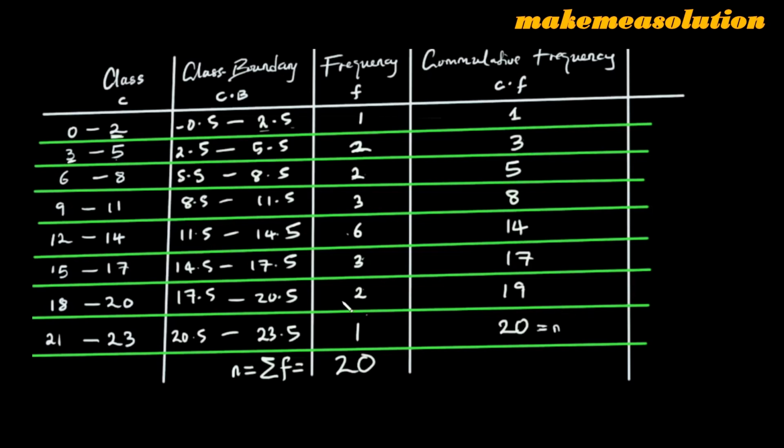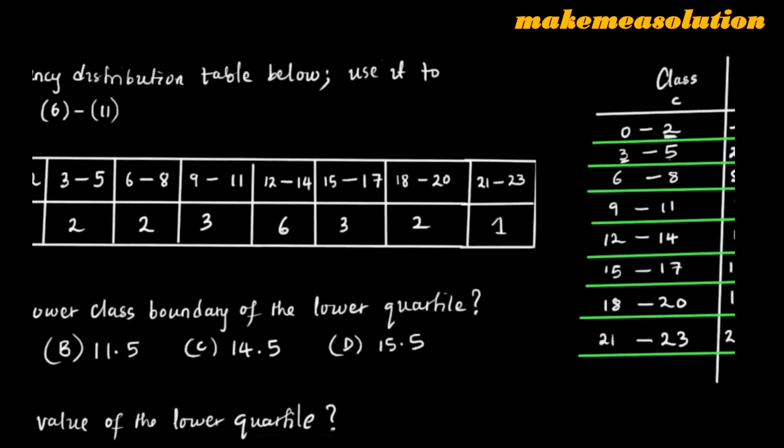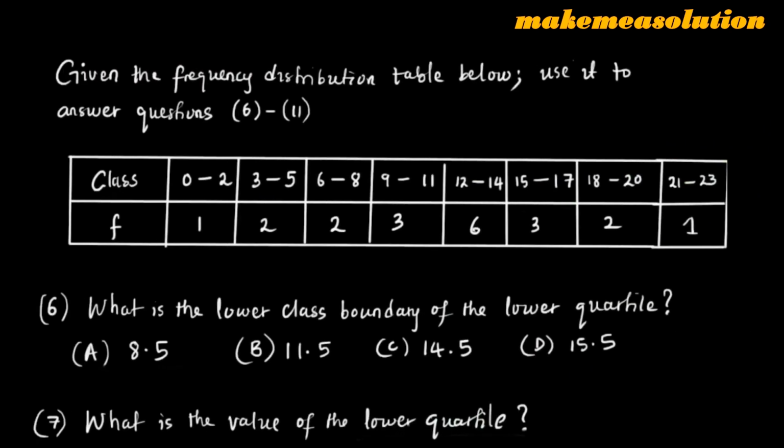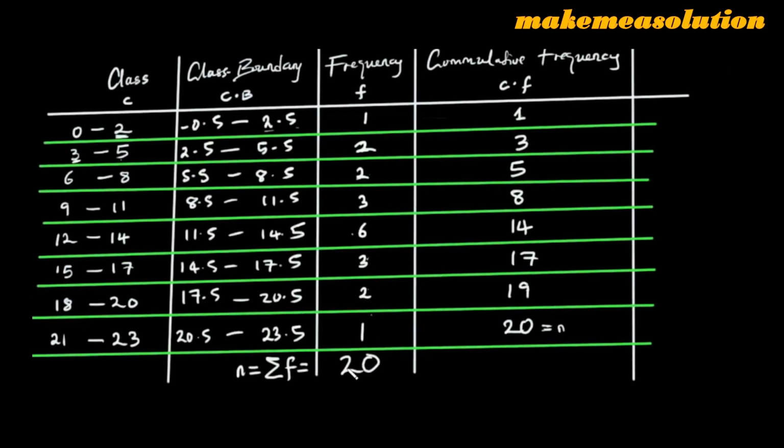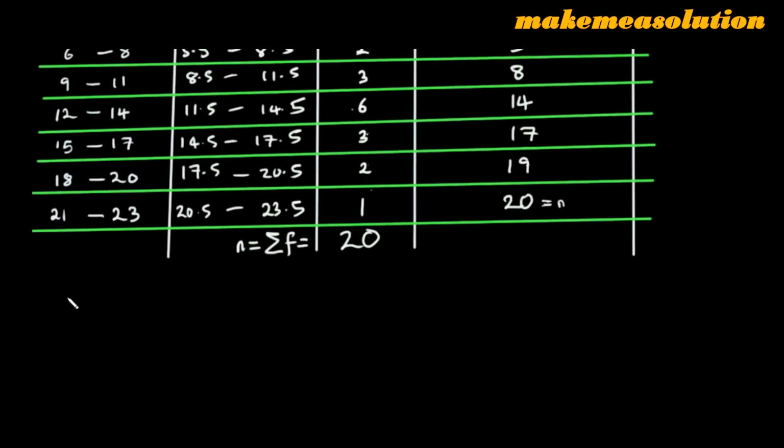Now that you've gotten your table, the next thing you need to do is to dive into the question. The first question is, what is the lower class boundary of the lower quartile? So there are two statements we need to analyze in question 6. Lower class boundary of lower quartile.